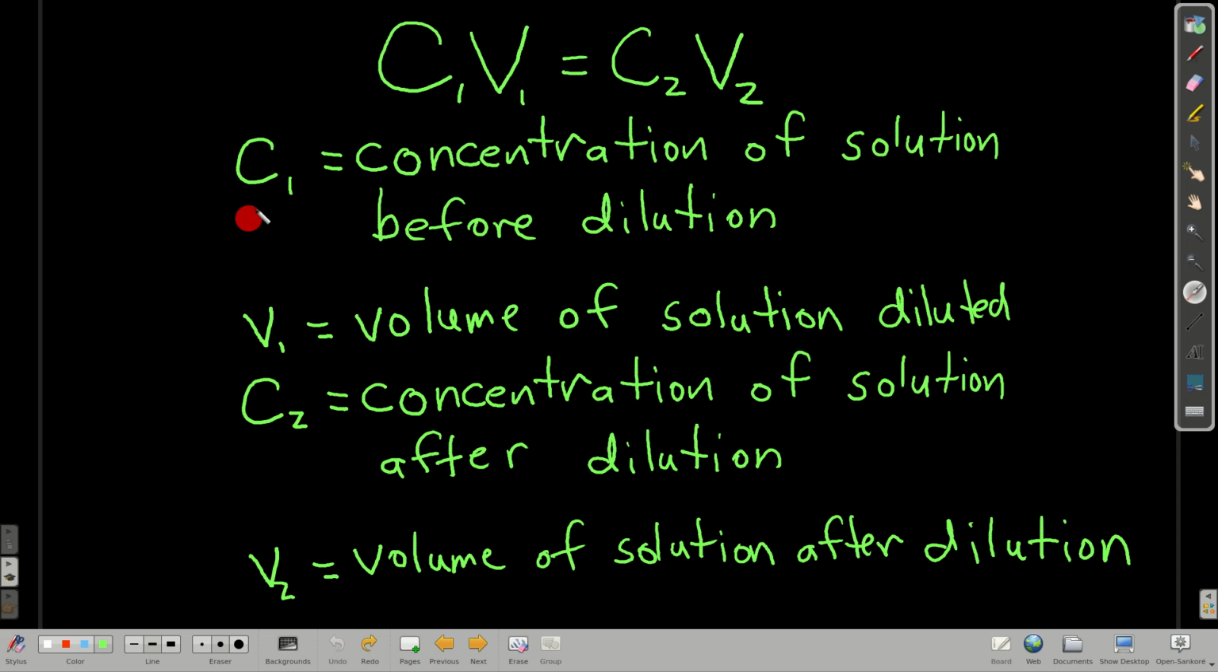So C1 is going to be the concentration, or for now, the molarity of the solution before we dilute it. V1 is how much of that solution, which we call the stock solution, that we're going to take out and dilute, change the amount of solvent in. C2 is the concentration after the solution's been diluted, and V2 is the volume of solution we have after dilution. The ones are before, twos are after. Initial is 1, final is 2.